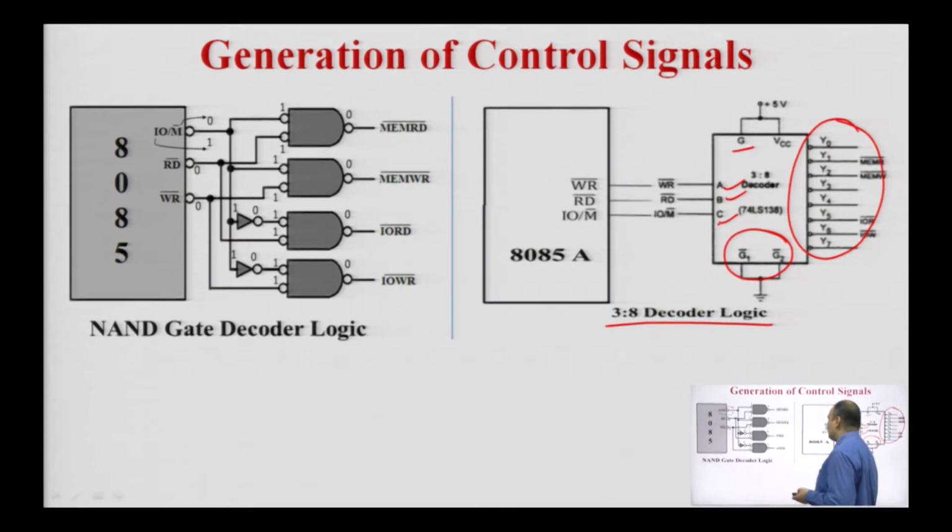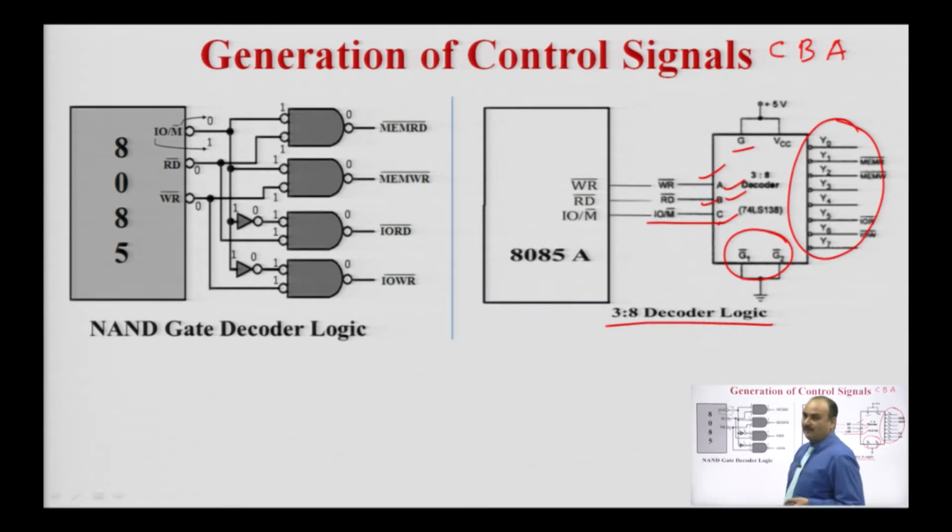The processor is used to generate the read, write and input output or memory related control signals. These signals are applied as inputs to the 3:8 decoder. The input output or memory signal is connected to input C, the read control signal is connected to input B, and the write control signal is connected to input A. So, the combination is C, B, A.